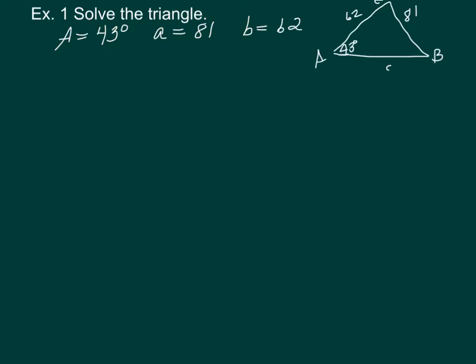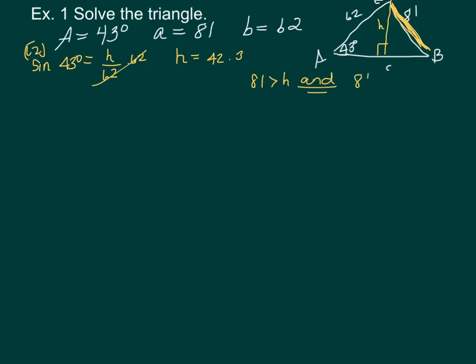So in example 1, we're given angle A is 43 degrees, little a is 81, and little b is 62. So remember, the first thing you want to do is find your altitude. So I'm going to do sine 43 equals, I'll call this h, opposite over hypotenuse. I multiply both sides by 62, and I'm going to get my altitude is 42.3. Now, because my side opposite the angle given is larger than my altitude and is larger than my other side, which is little b, that means you're going to only get one triangle.